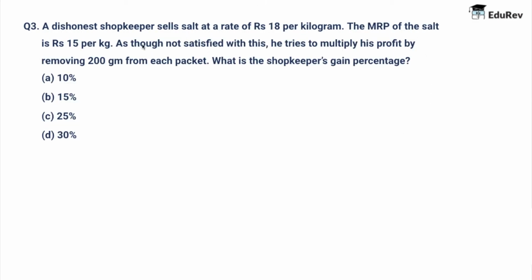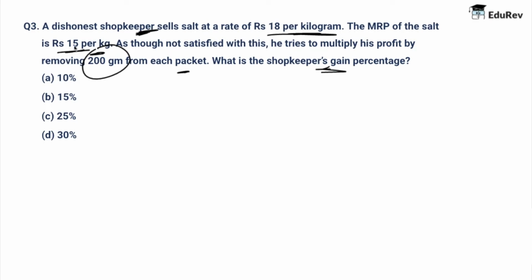Question number 3 states that a dishonest shopkeeper sells salt at a rate of rupees 18 per kg. The MRP of the salt is rupees 15 per kg. As though not satisfied with this, he tries to multiply his profit by removing 200 grams from each packet. So what is the shopkeeper's gain percentage? Now the cost price of the salt is equal to rupees 15 per kg. That is given in the question.